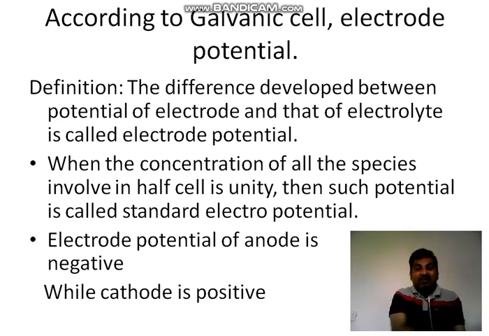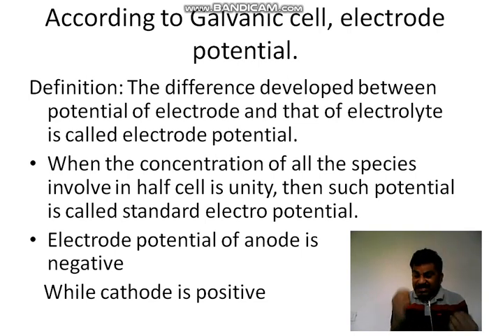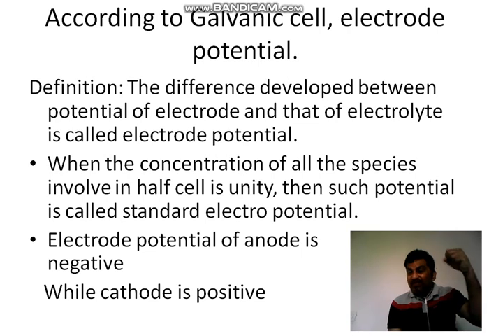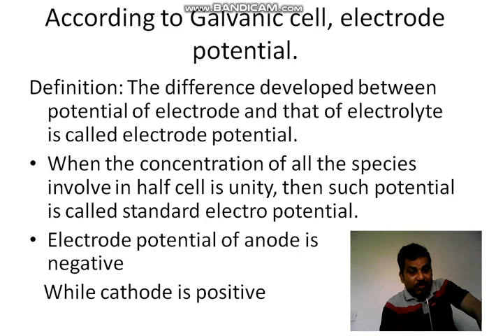So there are two electrodes, anode and cathode. The difference developed between the potential of the electrode and the electrolyte. What is the electrolyte? The solution is the electrolyte and the strip is the electrode. So both have some different potential. The difference between the potential of the electrode and the potential of the electrolyte is called the electrode potential. So in this point we are going to study the electrode potential.